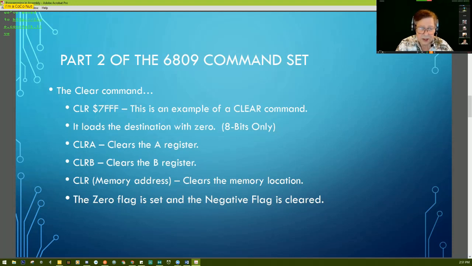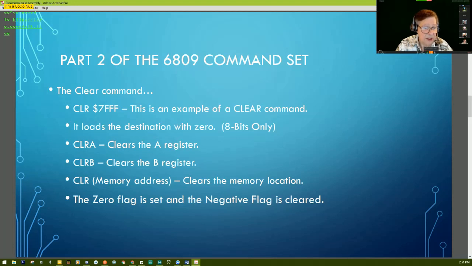So it does affect the, it sets the 0 flag after the instruction's done. So you know that the last operation came up with the 0, obviously, since you just basically loaded A with 0 or loaded a memory location with 0. And then the negative flag is cleared, because obviously 0 is not a negative number.